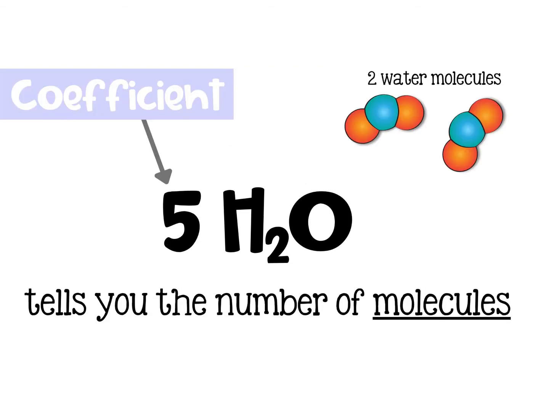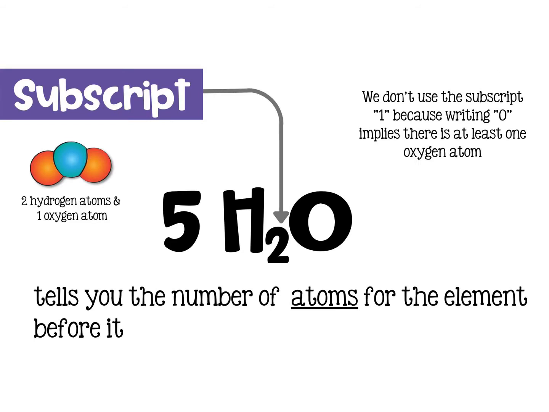Just like in math, the number in front is called the coefficient. In this case, the coefficient is 5. The coefficient tells you the number of molecules. The small number at the bottom is called the subscript. The subscript tells you the number of atoms for the element before it.